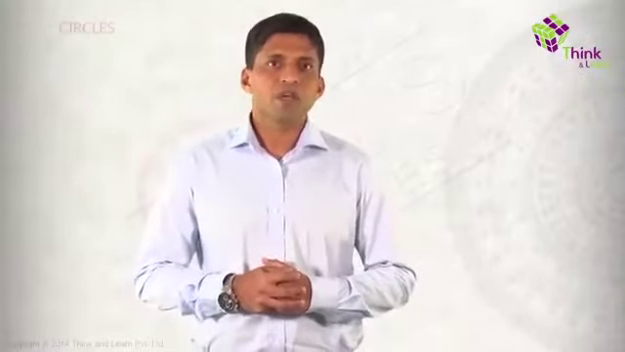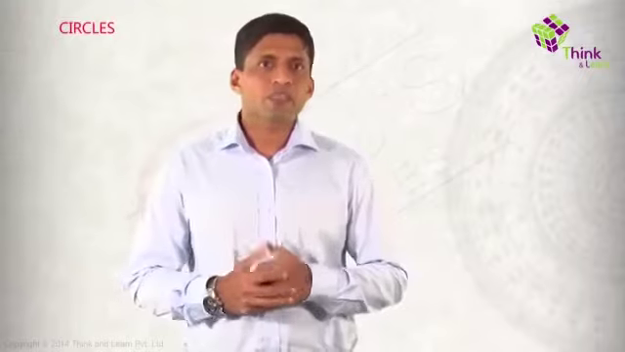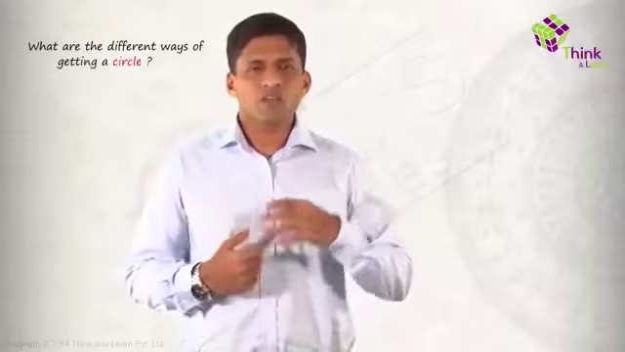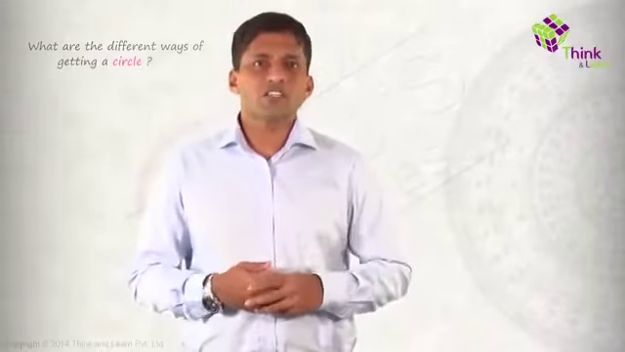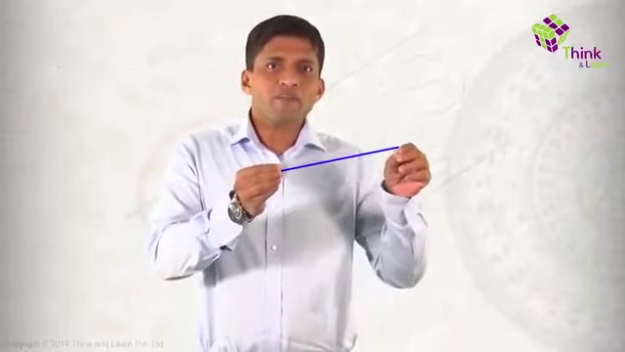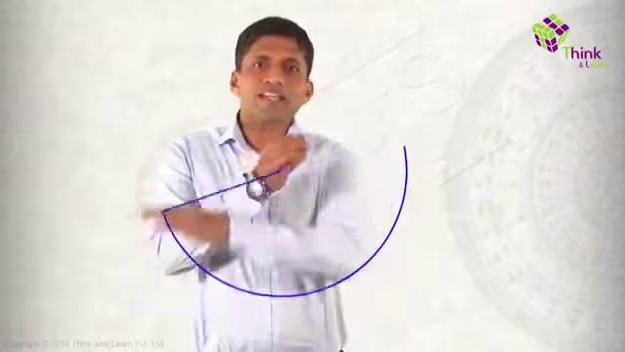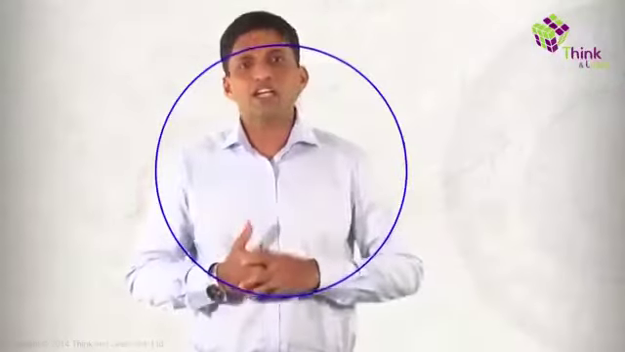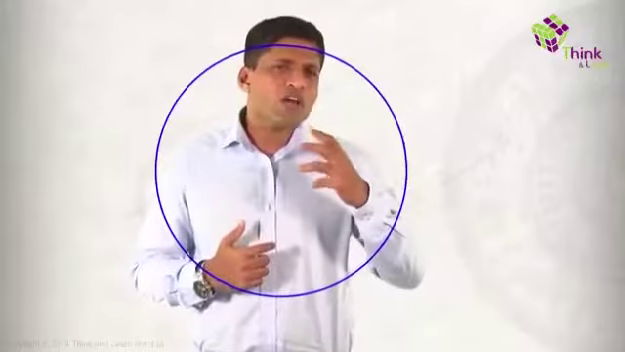All of us know what circles are because they are all around us. But let's learn a lot more about circles in this particular session. So if I ask you a question, what are the different ways of getting a circle? The simplest way of getting a circle is you take a line and just rotate the line, so we get a circle like that.